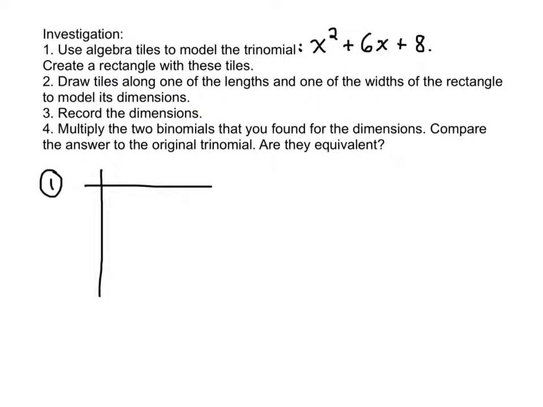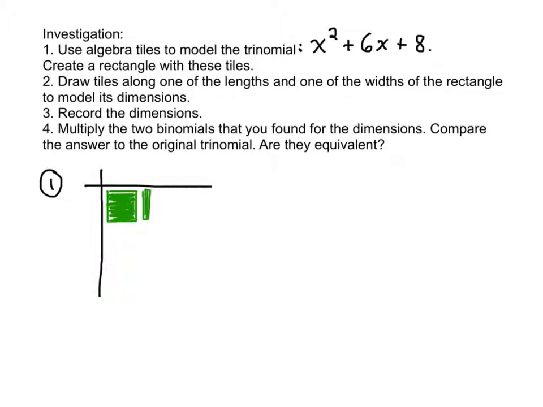Alright, so now we're going to do an investigation using the trinomial x squared plus 6x plus 8. We're going to use algebra tiles to model that trinomial by creating a rectangle with that many tiles. We're going to use one x squared tile, 6 x tiles, and 8 ones tiles. I'm going to draw my model starting with my x squared tile on this grid. We start with the x squared tile shaded in because we're going to be using positives, and then we start filling in the x tiles around it.